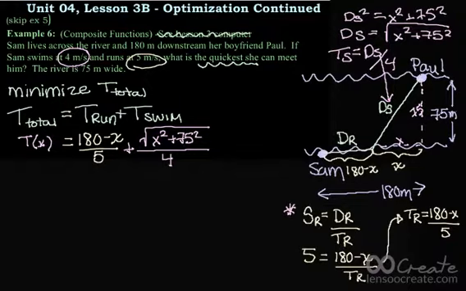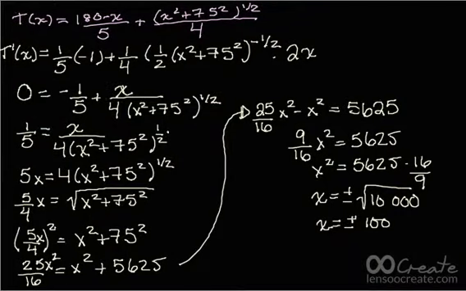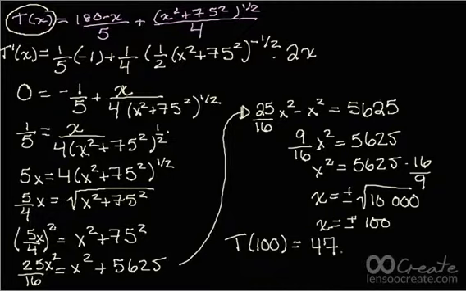So if we actually want the time that she can meet him, we're going to plug 100 into the original time equation. So if we do that, the answer ends up being 47.25 seconds. So that is the fastest she can meet him.